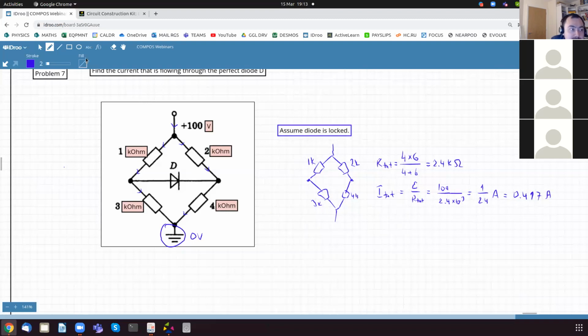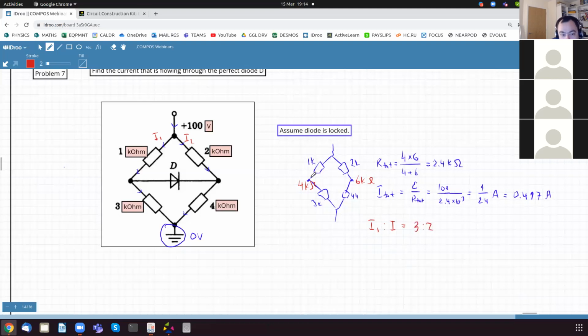The resistances are 4 kilo ohms, the total resistance of the left branch, and the total resistance of the right branch is 6 kilo ohms. So the current will be split in proportion 2 to 3. Current here and current here in proportion 2 to 3. I'm going to call this current 1 and current 2. Current 1 to current 2 is in proportion of 3 to 2.